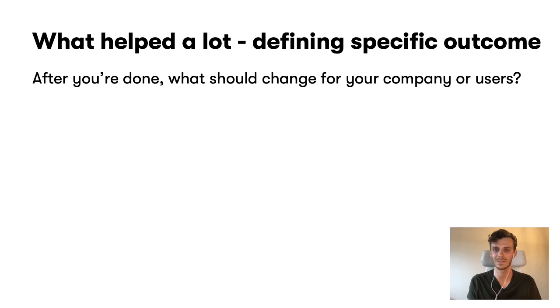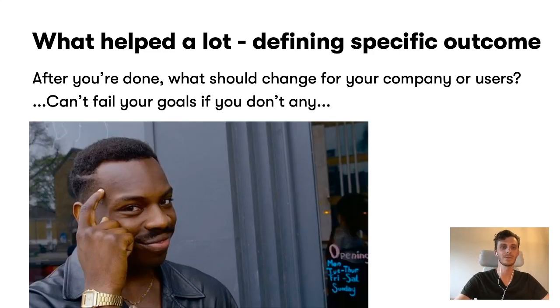But it's really hard to change something non-specific like emotions or feelings. And it's true that you can fail your goals if you don't have any, but it's really hard to succeed at those goals as well. So I'd highly recommend starting by defining a very specific outcome of what user experience should do for you. And it will make everything else much easier.